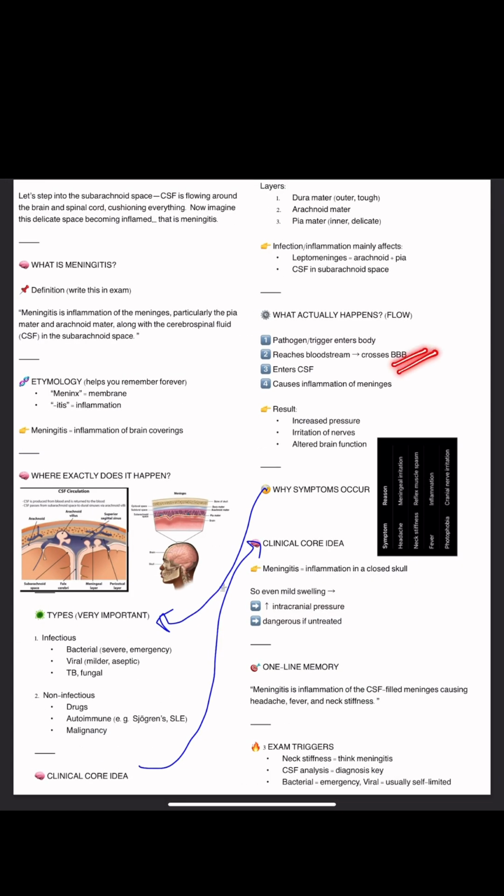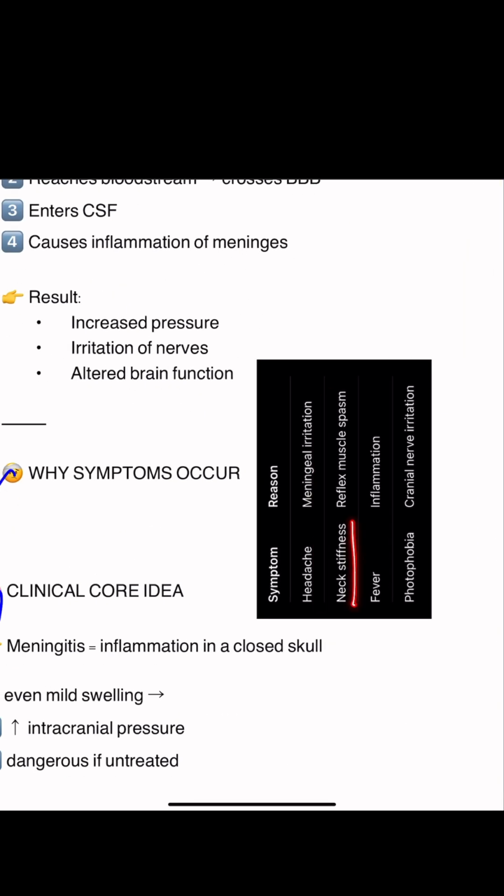Now that we know what exactly the blood-brain barrier is, let us again reach the bloodstream where the pathogen has reached. It will cross the blood-brain barrier and enter the CSF. It will cause inflammation. The result will be increased pressure, irritation of nerves, altered brain function. And why do symptoms occur? Let us see. Symptoms like headache will occur due to meningeal irritation, neck stiffness due to reflex muscle spasm.